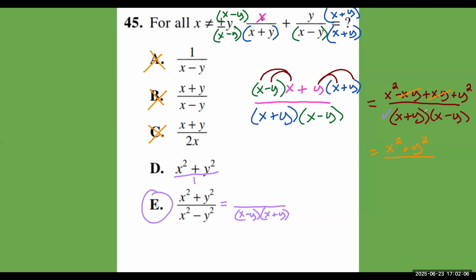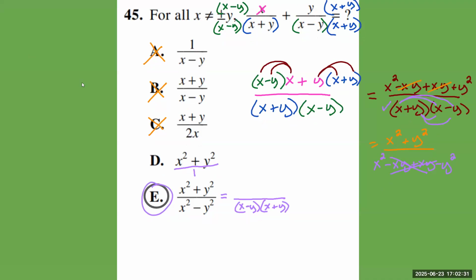Or you could work at it from the question forward and go ahead and multiply y times y, x times x gives me x squared, x times y gives me negative xy, positive xy, and then negative y squared. Again, those two in the middle will cancel, and we're left with x squared minus y squared on the denominator. So this correct answer is E.